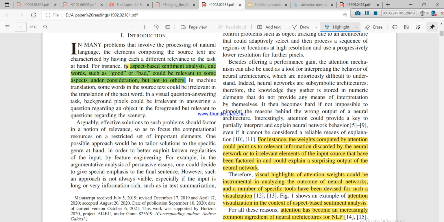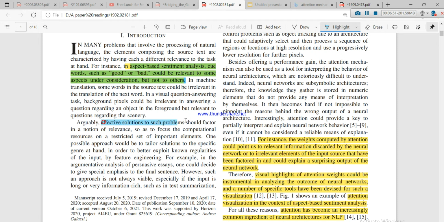So this was a problem: good and bad cannot always be good and bad. It can be changed according to context. Okay, so this was one of the problems, and like this there were some other problems they have discussed.